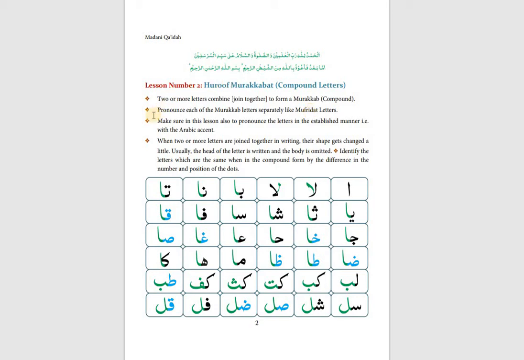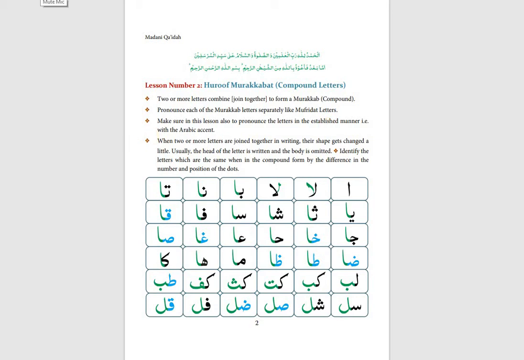Number 3 point. Make sure in this lesson also to pronounce the letter in the established manner, that is with the Arabic accent. I told you in the previous lecture that you don't use any local accent like Urdu accent, Punjabi accent or any other local accent. Only adopt Arabic accent while reciting the Holy Quran.